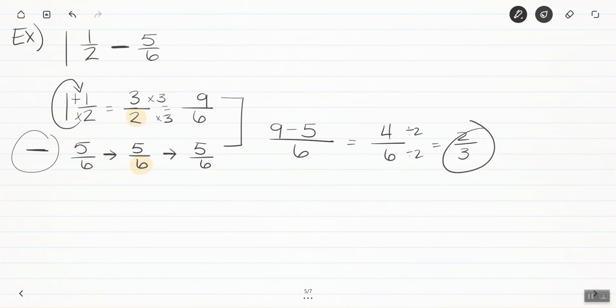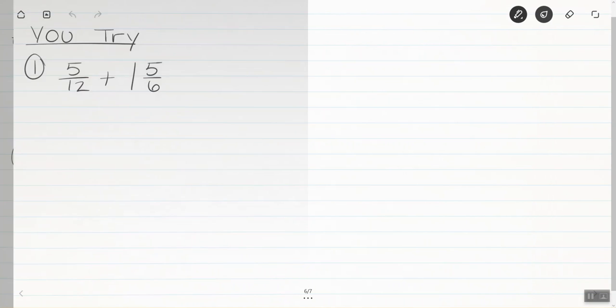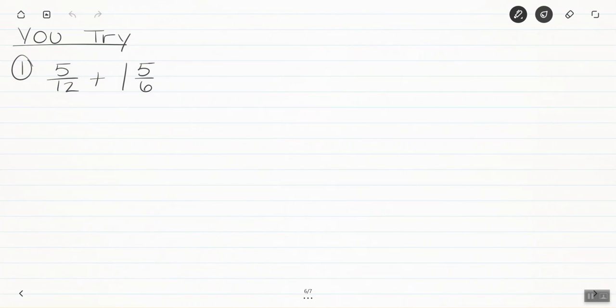So if you need to rewind through both of these examples, rewatch them. I'm going to have you try the next one on your own. So add, subtract, stack, and rack, turn improper, find a common denominator, add your numerators, keep the denominator, and then simplify. So go ahead and try this one on your own. So add, subtract, stack, and rack.